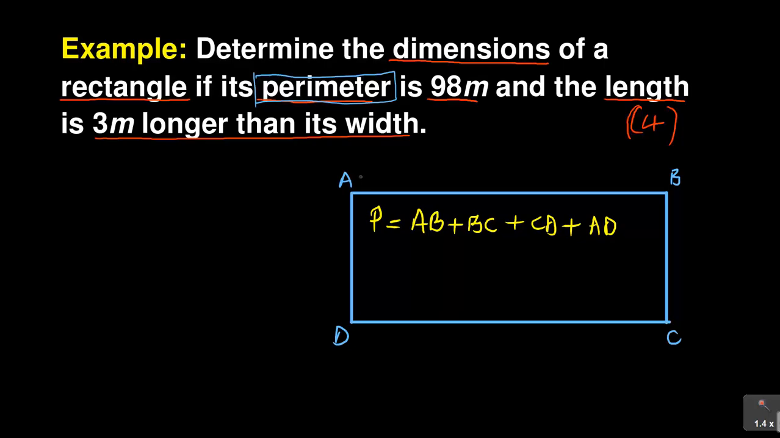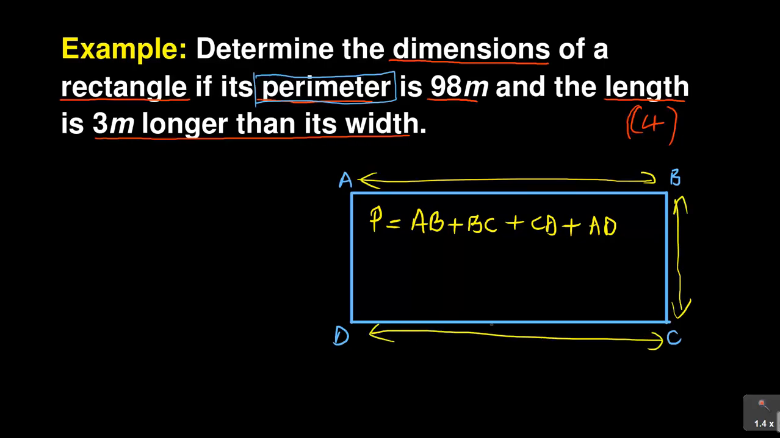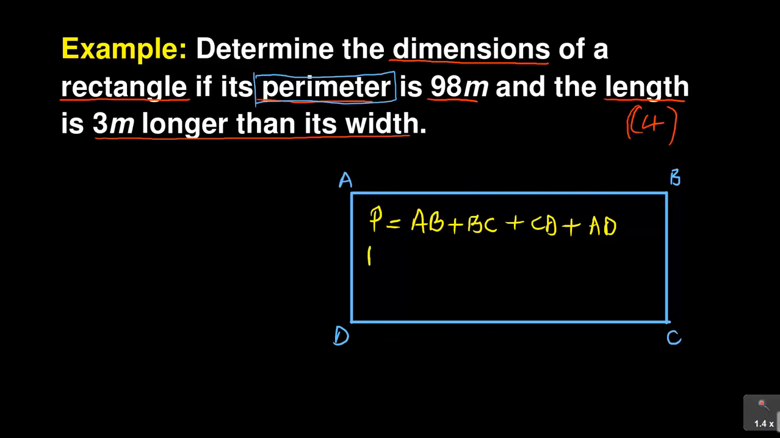So you need to know what is distance AB, you need to know what is distance BC, and you need to know what is distance CD, and you need to know what is distance AD. So that is what they mean when they talk about the perimeter. That's why I was saying it is the distance right around the shape. Now they are saying this particular perimeter is 98 meters. So if you add AB plus BC plus CD plus AD, it is 98 meters.